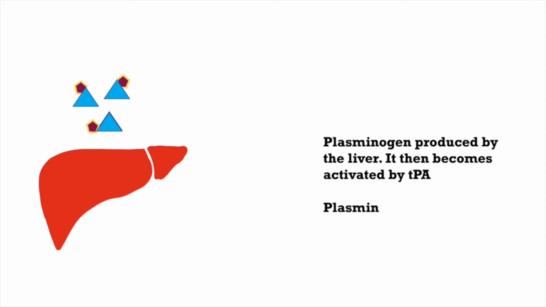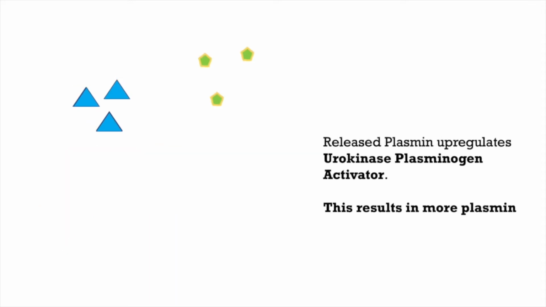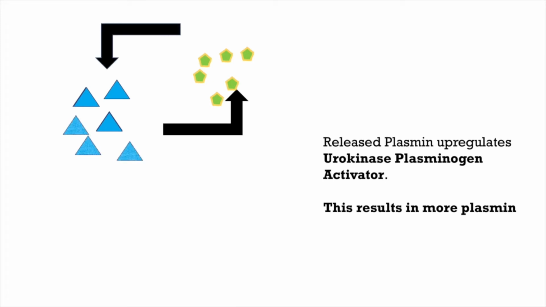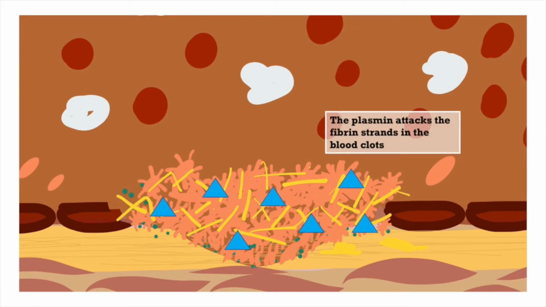The increasing plasmin levels then go on to increase the production of urokinase plasminogen activator, UPA. This has a very similar function as TPA, so the plasmin levels increase with positive feedback. The plasmin levels slowly increase. This ensures the clot is not broken down too early. When the levels are high enough, plasmin breaks down enough fibrin strands and eventually the blood clot.